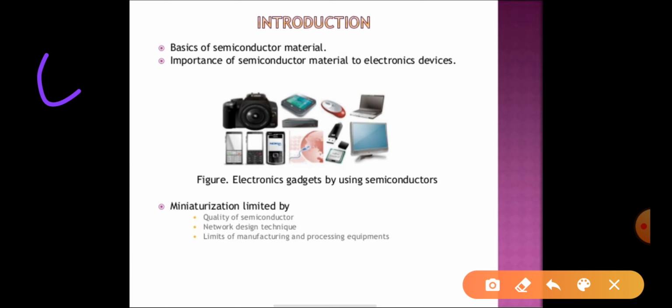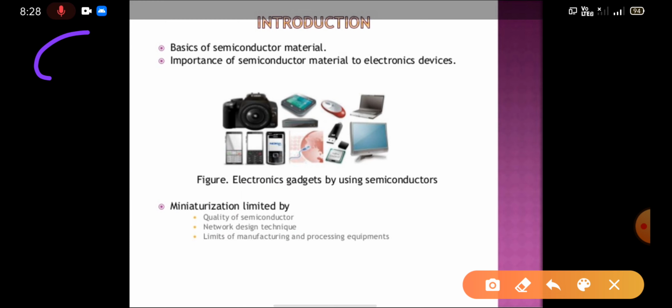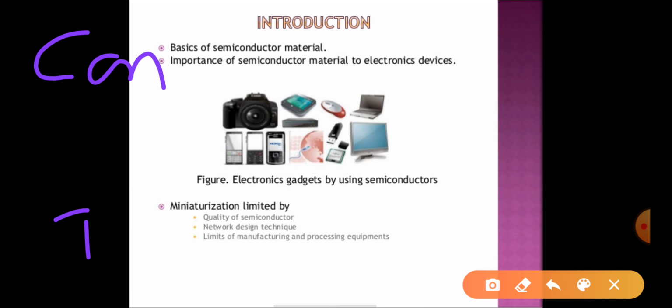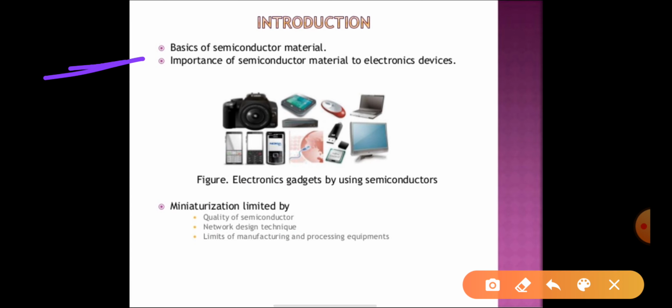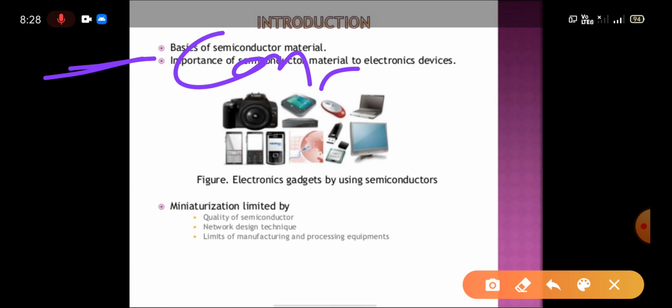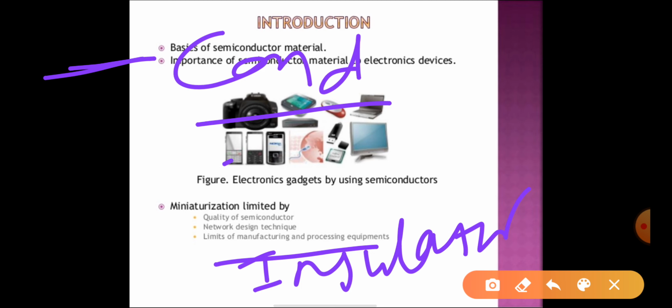But what exactly is meant by semiconductor? Suppose this is my conductor, and this is my insulator. In between them is my semiconductor, a material having both properties of conductor and insulator.